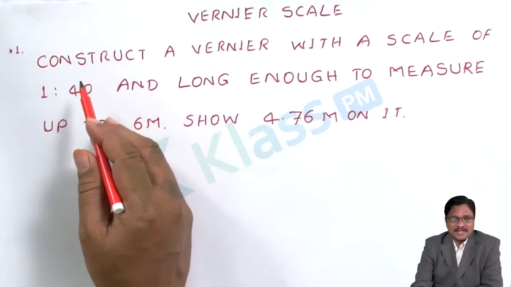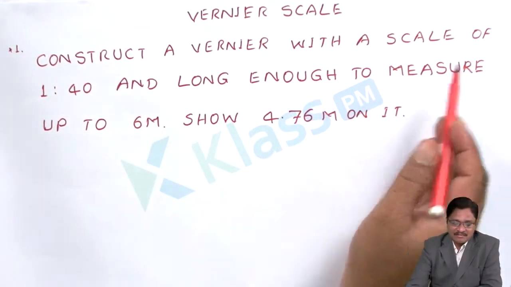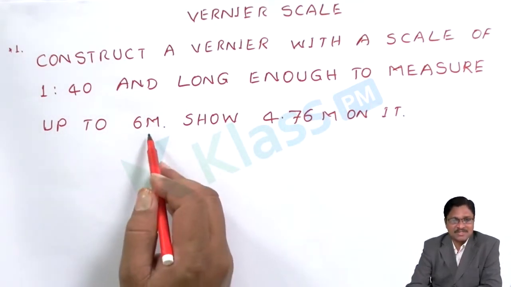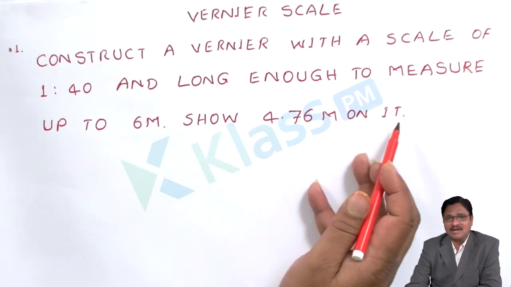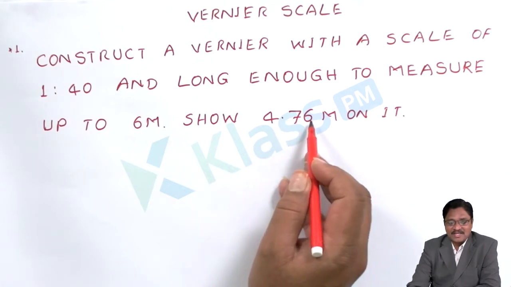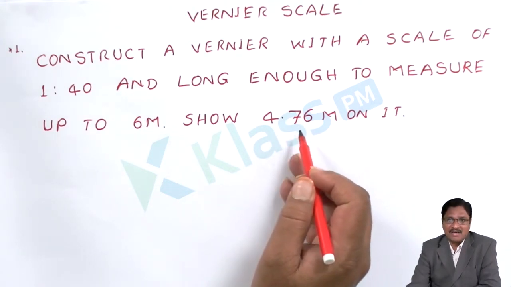Let me read out one of the problems, listen. Construct a Vernier with a scale of 1:40 and long enough to measure up to 6 meters. Show 4.76 meters on it. You can observe here that after the decimal fraction, 2 digits are asked for, which means you have to consider either the diagonal scale or the Vernier.